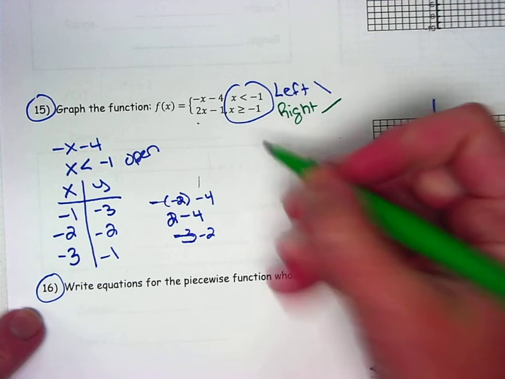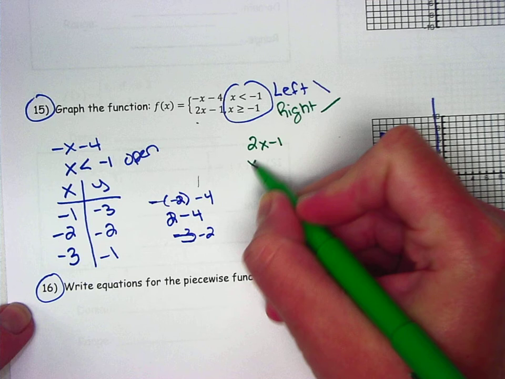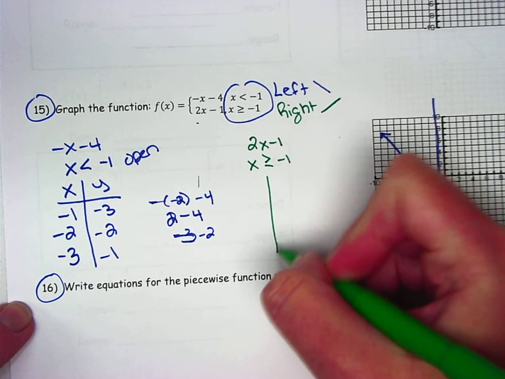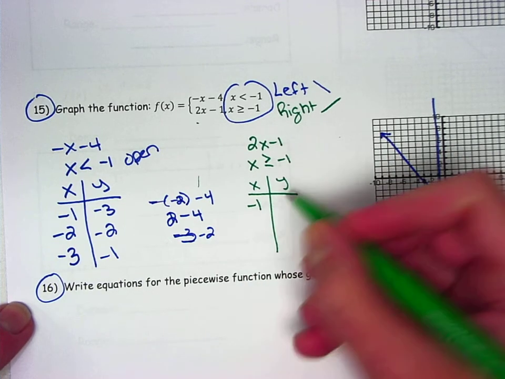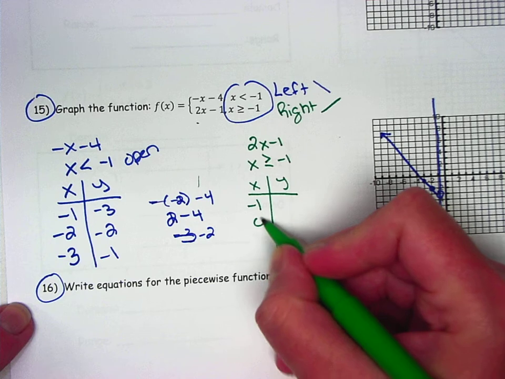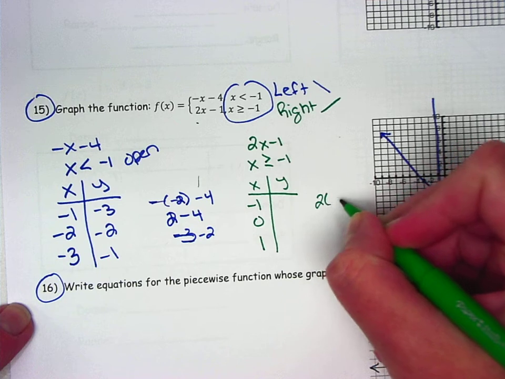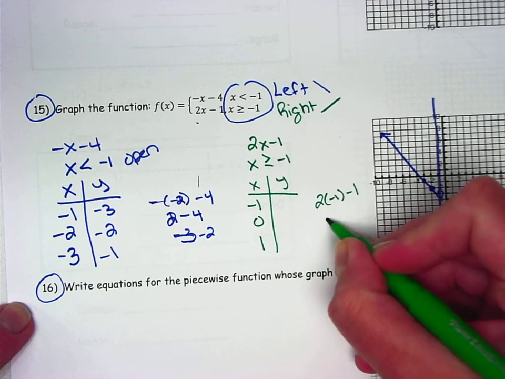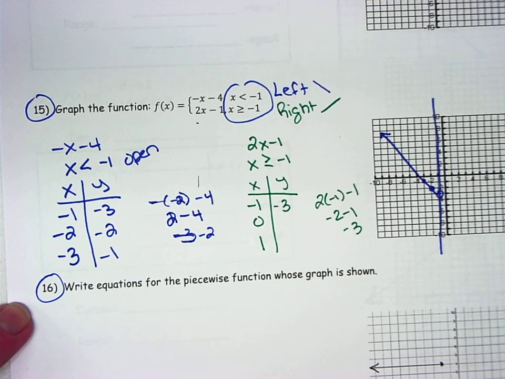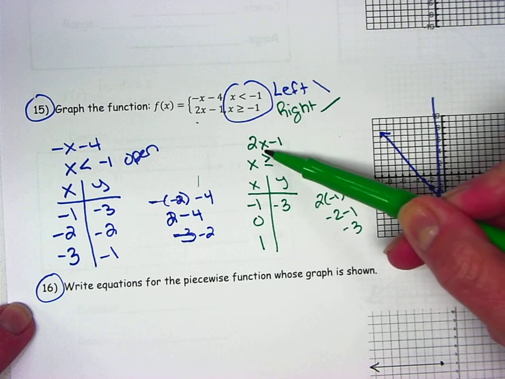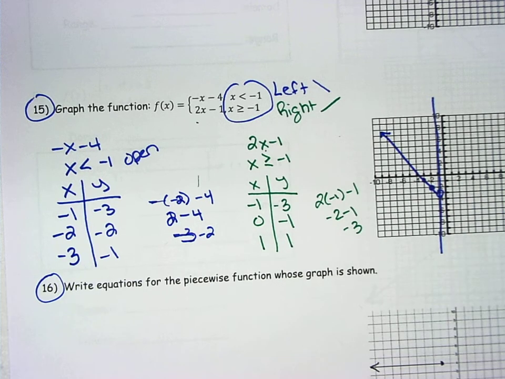On the next one, you're going to use 2x minus 1, and your x values are greater than or equal to -1. So I'm going to plug -1 in, and then values bigger than that, 0 and 1. So 2 times -1 minus 1, -2 minus 1 is -3. And when x is 0, that's 0 minus 1 is -1, 2 minus 1 is 1.